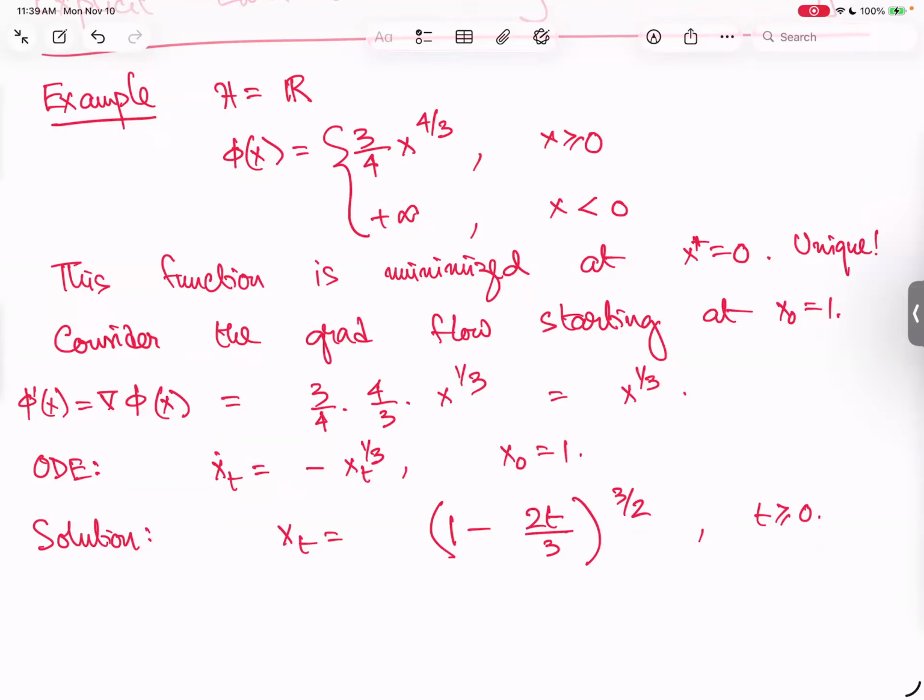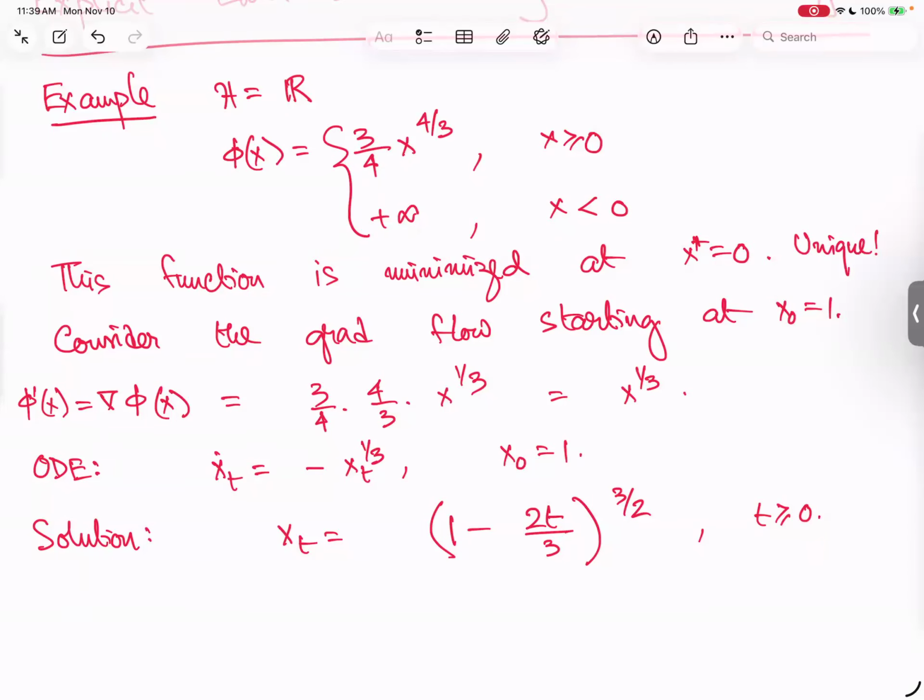Just verify that this is actually a solution. What happens if I take x_t dot? The 3 over 2 in the exponent becomes 1/2. I will get a minus sign from the minus 2/3. The 3 over 2 will cancel with the 2/3 sitting in front of t, and I have x_t to the power 1/3. Good. Everybody's following this? So x_t equals (1 minus 2t over 3) to the power 3/2 is a gradient flow solution, starting when x0 equals 1.